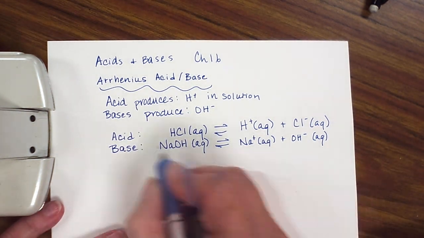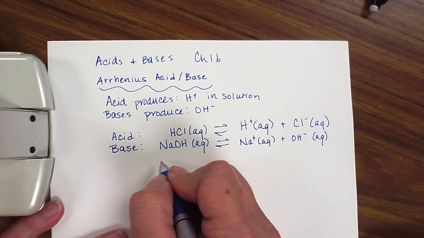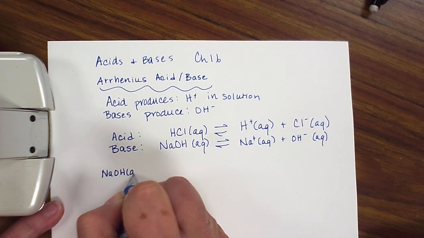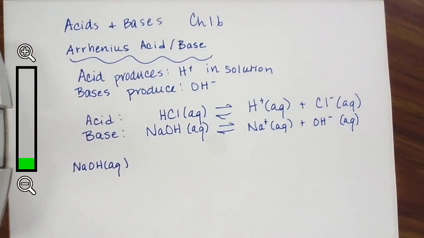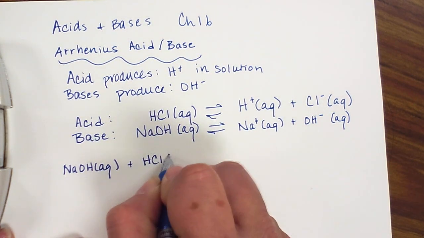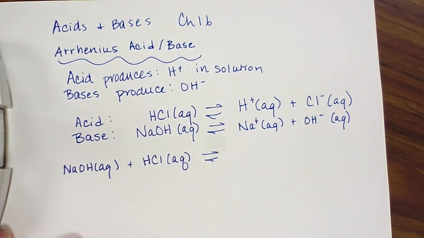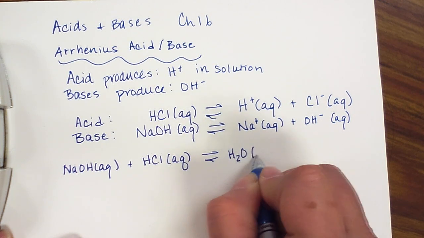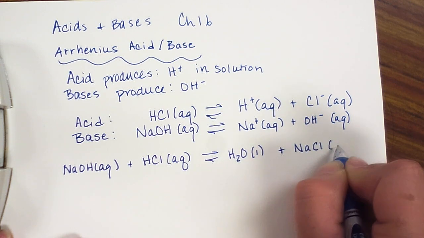And so what happens is, if you were to put these together, if you were to react them together, you would get sodium hydroxide plus the hydrochloric acid, and what you're going to get is water as a liquid plus the salt, which is going to be aqueous.